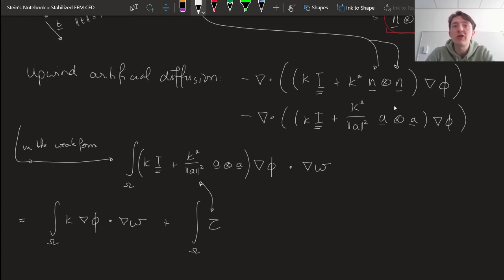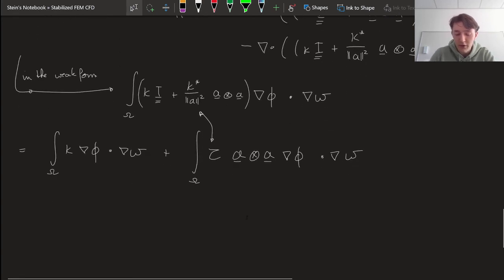So in many different types of stabilized methods, you'll always find tau to be the parameter that they call the stabilization parameter. Although we're not there yet, we're getting there. Then again, A tensor product A, is the gradient of phi dotted with W. Now this is something that we can actually write out further.